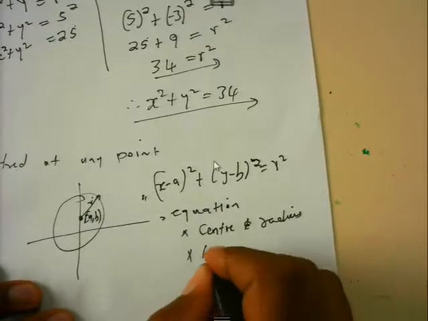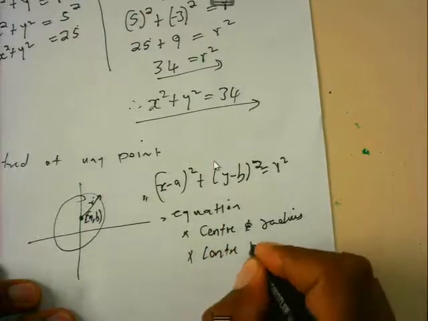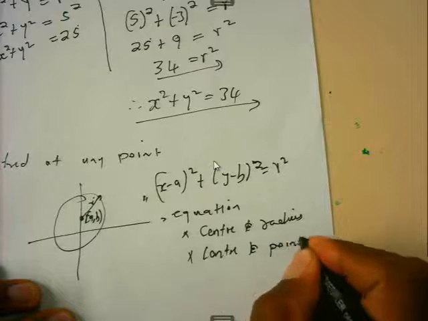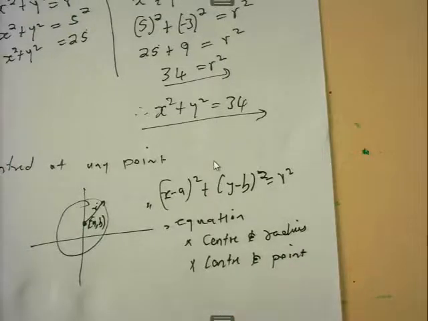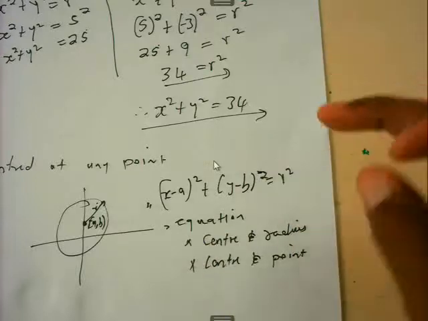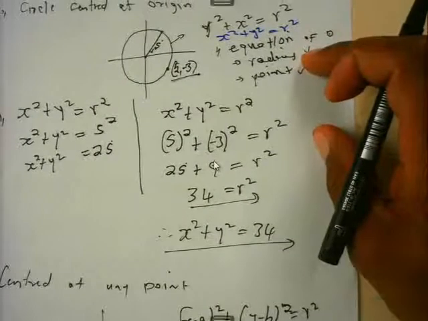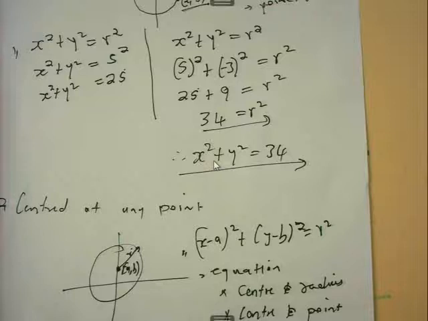The second option is that you also need to have a center as well as a point on that circle. Right. Once we have these two, then it will be easier for you to determine the equation of the circle. The difference between the two: this one, we know that the center is at origin. What about this one here? We know that the center is at any point.